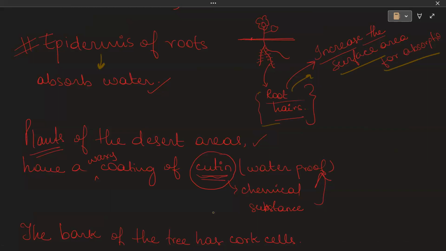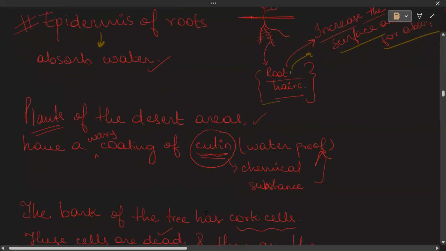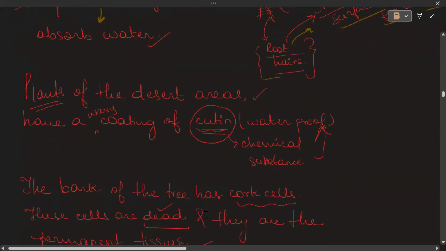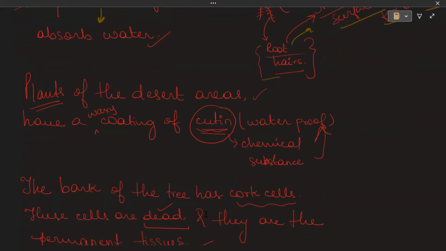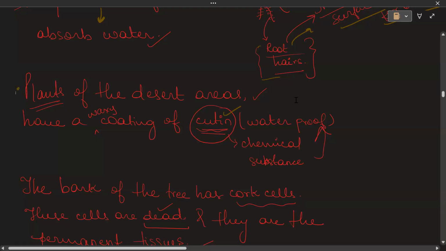Now, talking about the plants of the desert area, meaning the dry desert area. These plants have a waxy coating which is known as cutin. It is actually a chemical substance which is waterproof in nature. And what will this coating do? Can you tell me, Arya or Galvin? What is the function of this extra coating?